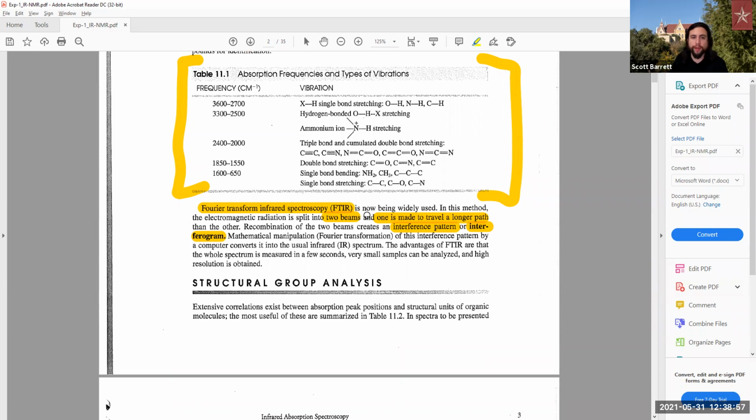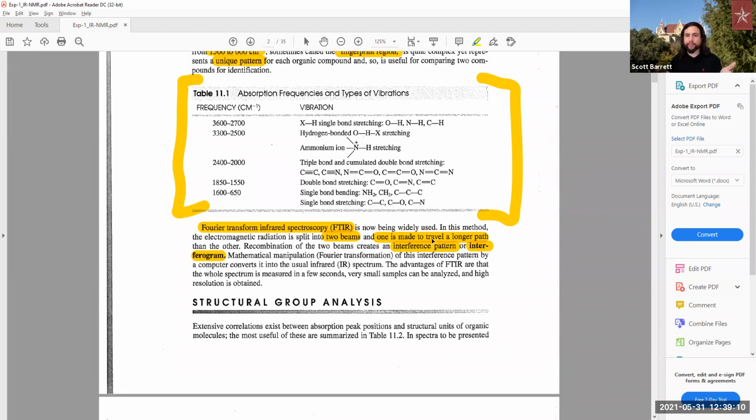And the way that we perform IR analysis is through FTIR, which is Fourier transform infrared spectroscopy. What happens is that an electromagnetic radiation splits into two beams, and one travels a longer path than the other.